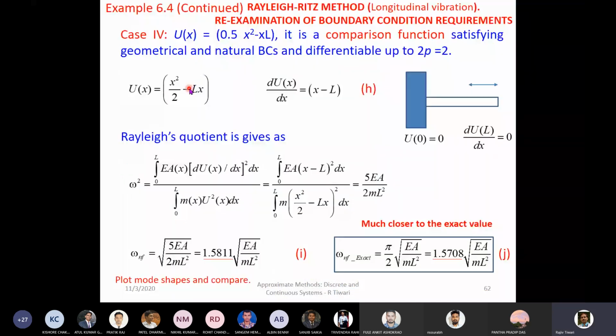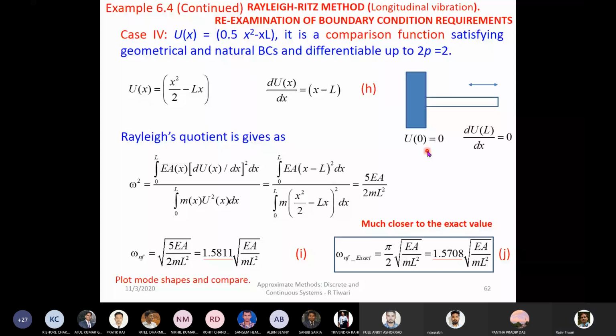So I've taken the comparison function this, because a comparison function needs to satisfy both the natural boundary condition and the geometrical boundary condition. So let us see whether it satisfies or not. At x equal to 0, u is 0. If we substitute x equal to 0, this becomes 0. So this is fine, the geometrical boundary condition.